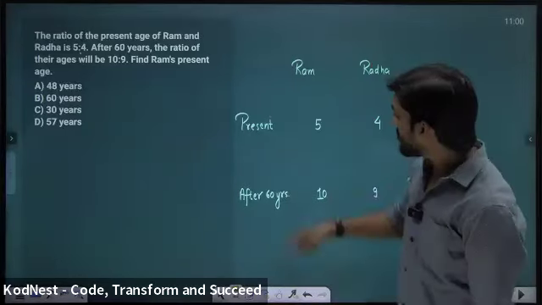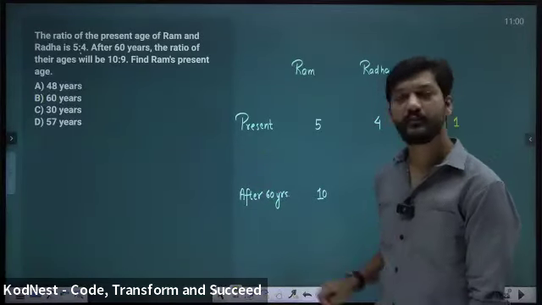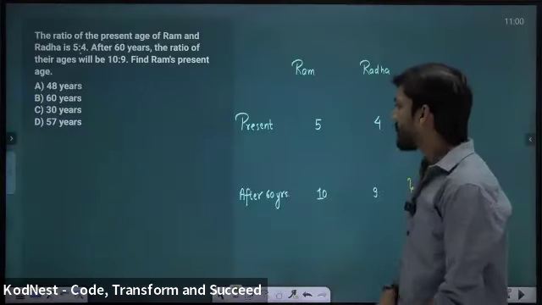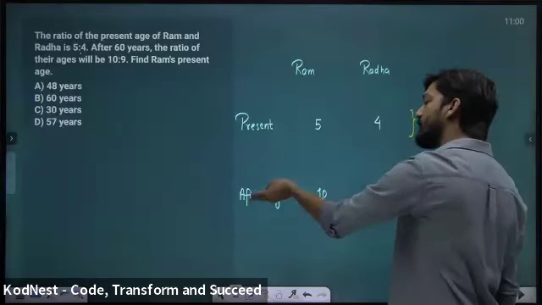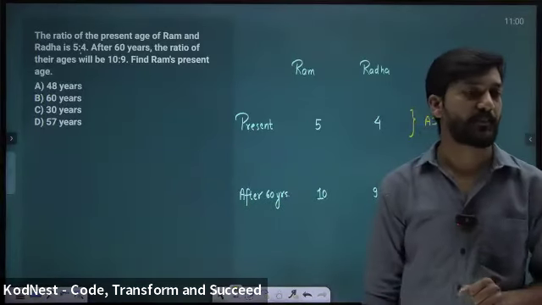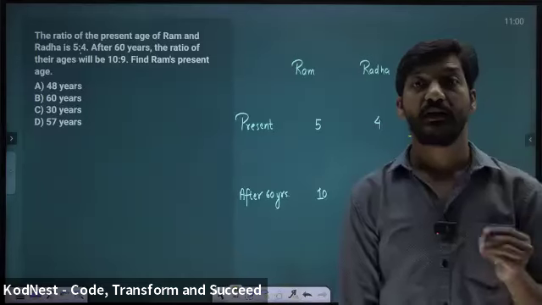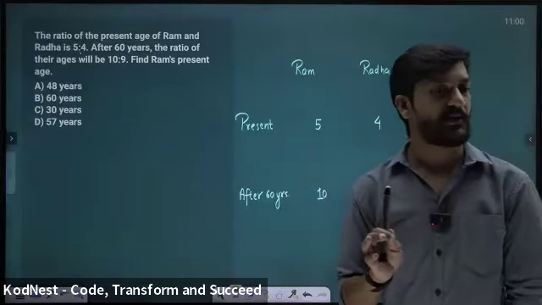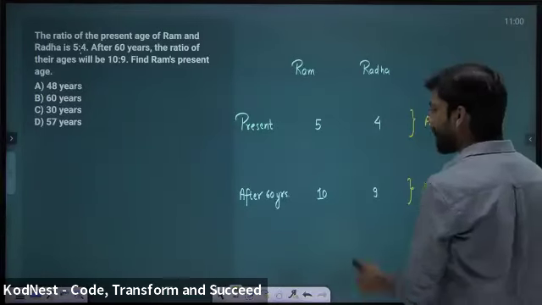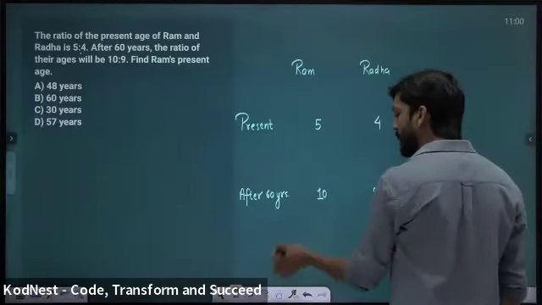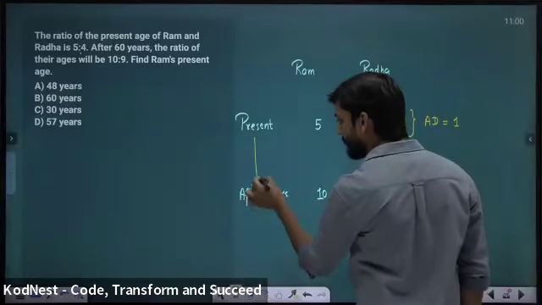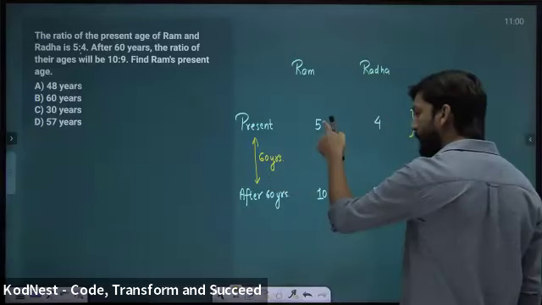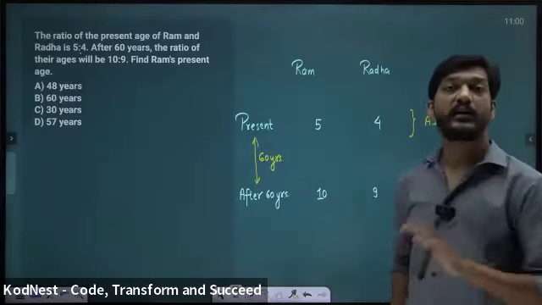5 years. Okay. What is the difference of these two times, present and after 60 years? 60. Okay. Does it make sense? Present is 5. After 60 years, 10. Does it make sense? No. It does not make sense because right now these are temporary values. You are saying, sir, difference is 5. I want a difference of 60 years. How to make this difference 60 years? Please answer. Right now it is 5.